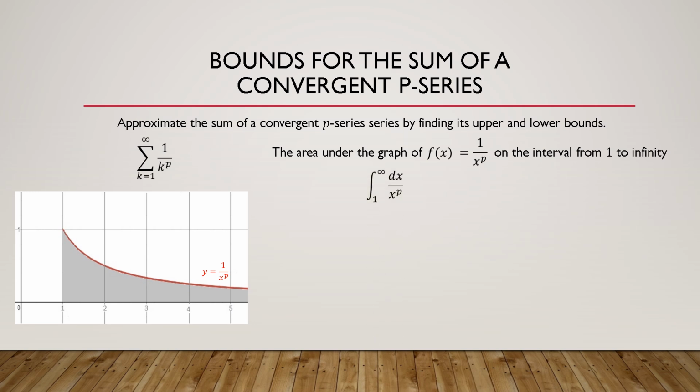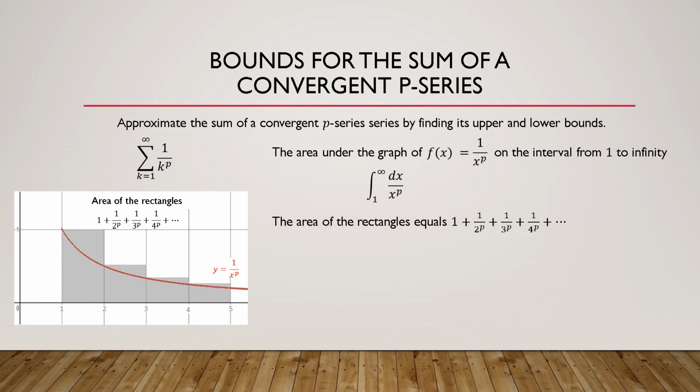First, let's consider the sum of rectangles formed by the intersection of the graph with the integers for x. The area of the rectangles will be 1 plus 1 over 2 to the p, plus 1 over 3 to the p, plus 1 over 4 to the p, and so on, or the sum from k equals 1 to infinity of 1 over k to the p. This sum will be greater than the area under the graph of 1 over x to the p, or the integral from 1 to infinity of dx over x to the p.